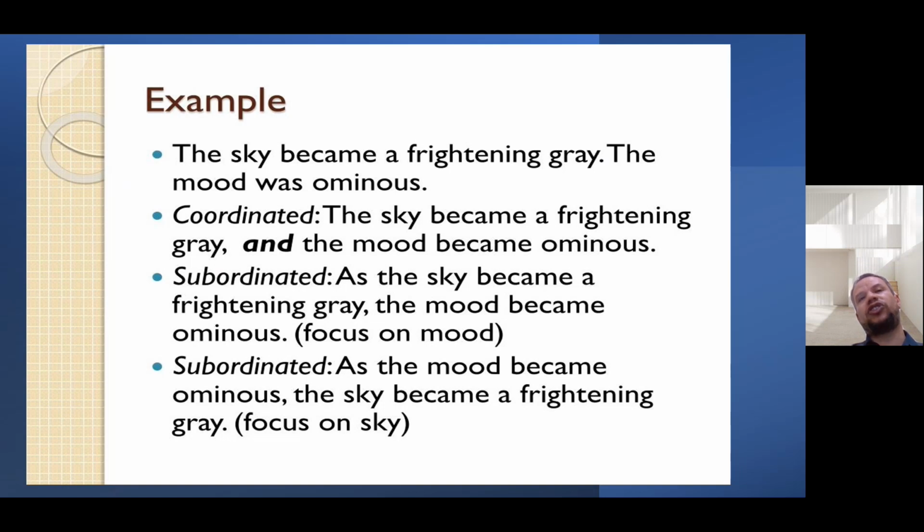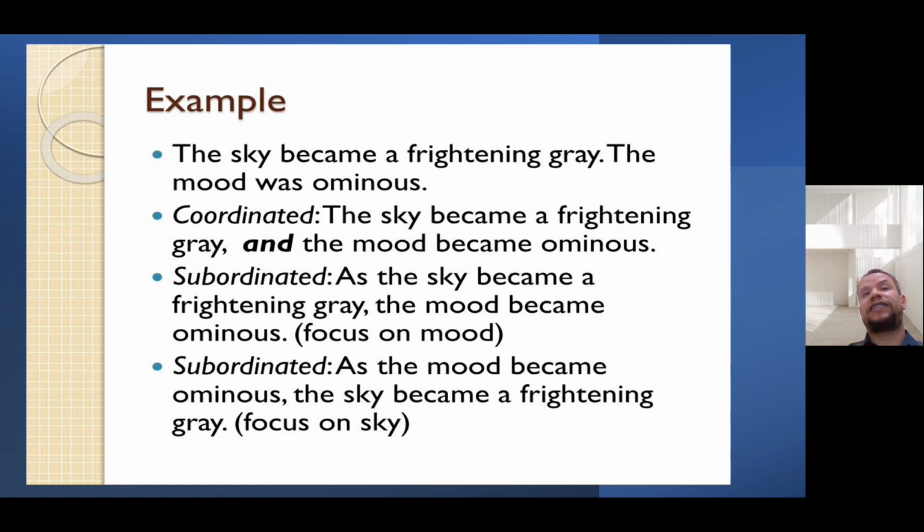Subordinating: if you want to focus on only one of them, it means it will be the main clause. If you focus on one meaning, it will be the main clause, a complete meaning. So if you focus, for example, on the mood, what do you say? As the sky became a frightening gray, this is not the important meaning, by the way. The important one is coming: the mood became ominous. I focus here on the mood. The mood became ominous. You have to raise your voice when you say it. As the sky became a frightening gray, the mood became ominous.